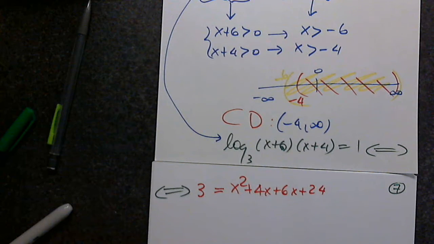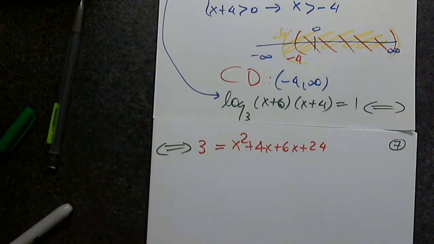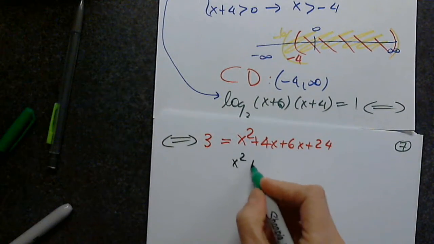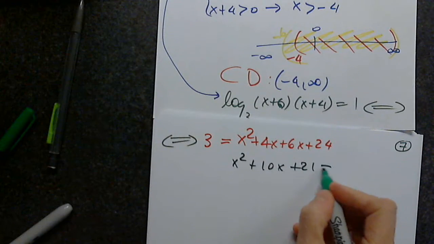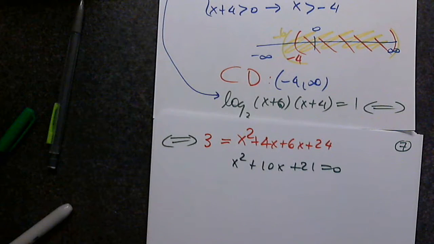You didn't want to combine them? Of course I will combine. Absolutely, correct. Normally that's for foiling things. So then we have x squared plus 10x plus 21 equals 0. Very good. It is quadratic.